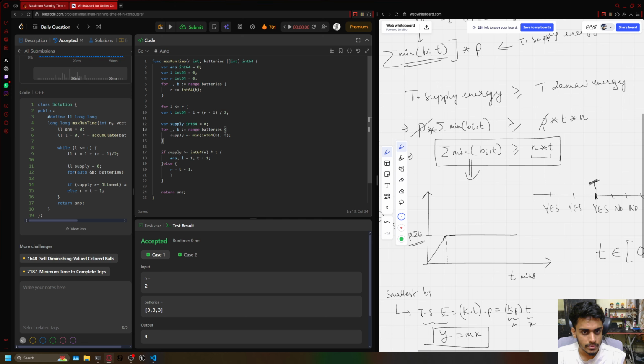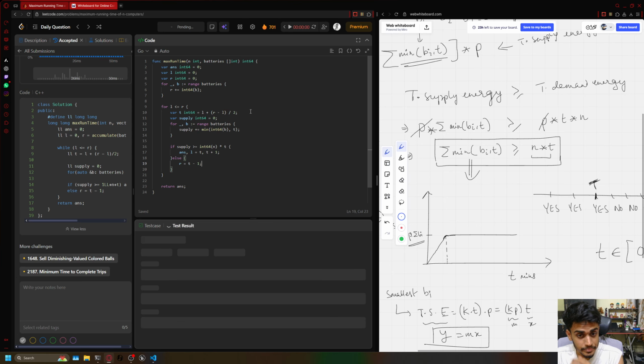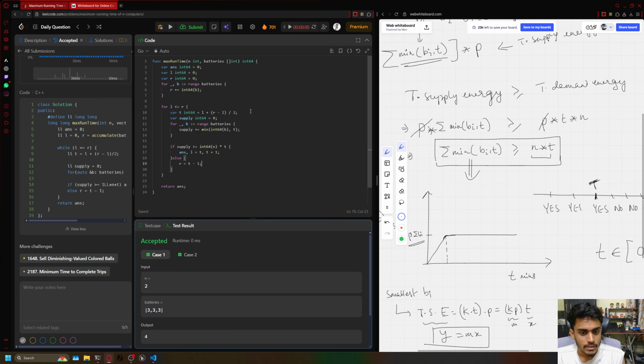What is this for loop? This for loop ends here. Oh yeah, this will go here, this comes here, and this comes here. Okay, cool. Now let's run it for the test cases. Cool, all test cases passed.